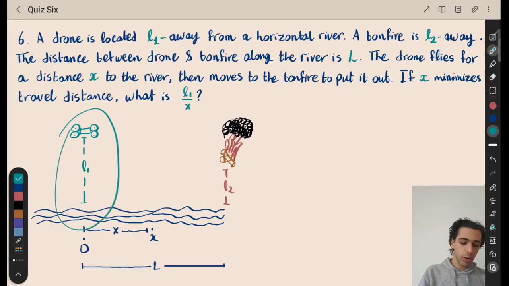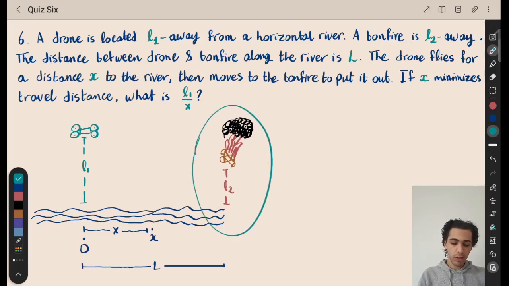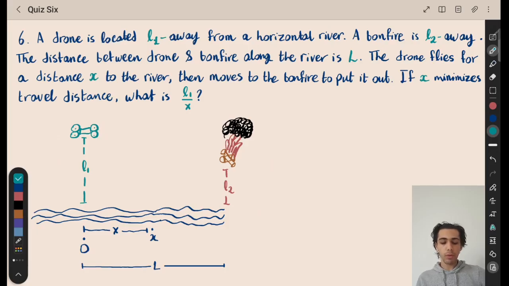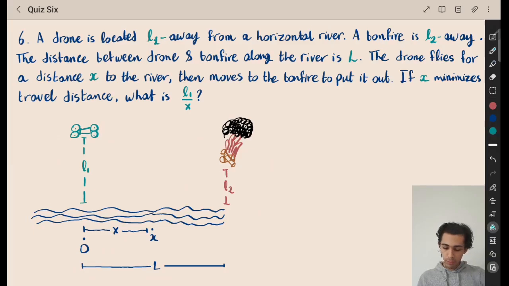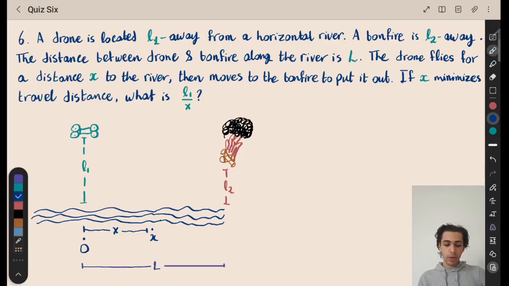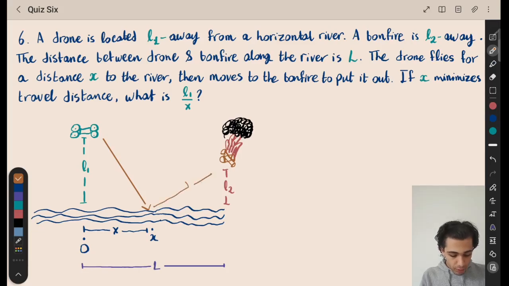So the drone is L1 away from the river. The bonfire is L2 away from the river. The distance between the drone and the bonfire along the river is L. And the drone will go to point X. So it plans to go to point X and then grab some water, then go back to put off the bonfire.